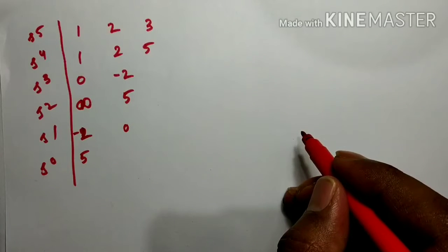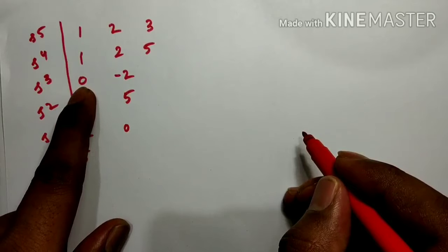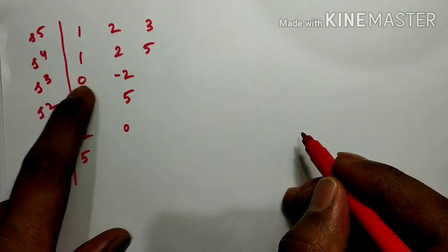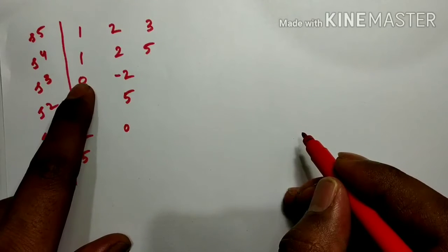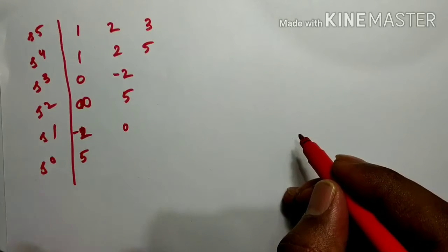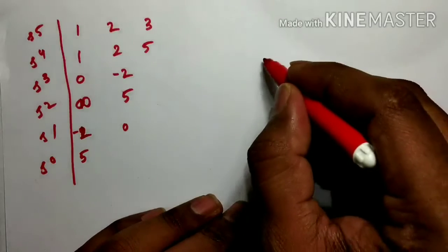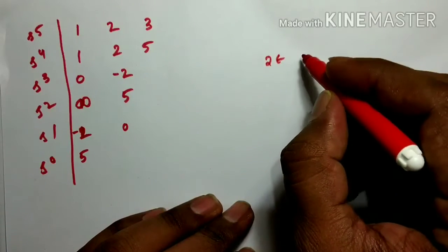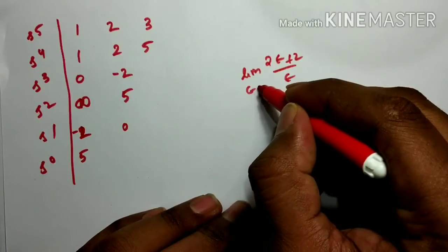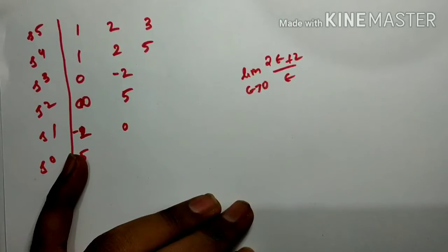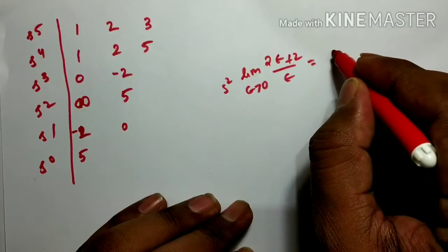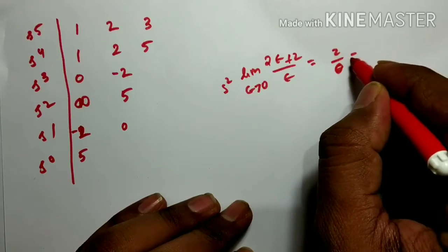I will repeat again. The coefficient here, the value was 0. Here, what we got for s square: the coefficient was 2 epsilon plus 2 by epsilon, with the limit epsilon tends to 0. When you substitute 0, 2 by epsilon means 2 by 0, which is infinity.